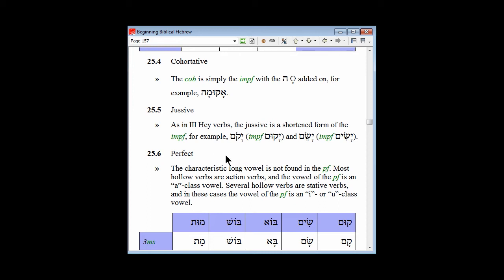Now the perfect is another issue, but again, I don't think you're going to find these difficult. There are a limited number of hollow verb lemmas, and you'll learn them in your vocabulary.